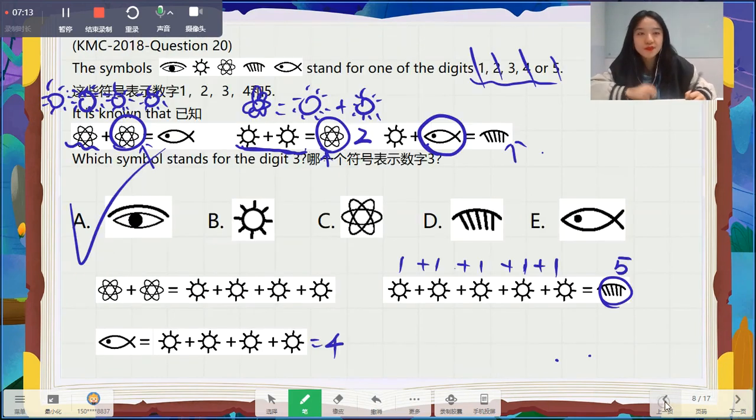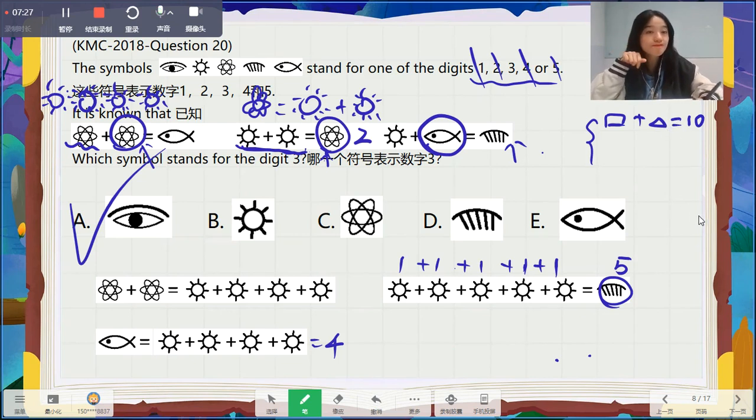The last one. Okay, give you one more question for you to think. If I told you a square plus a triangle equals 10, could you please tell me what's the value of the 2 shapes? Can you? It's very hard to decide it. It can be 1 plus 9, 2 plus 8, 3 plus 7, whatever you like, as long as they can add up to 10. But if I ask you, how about 1 star plus 2 equals 5?